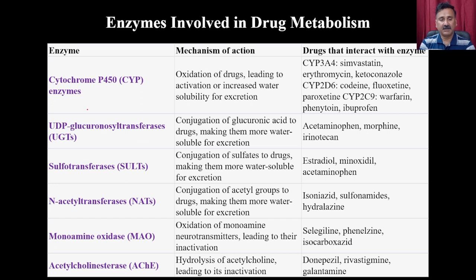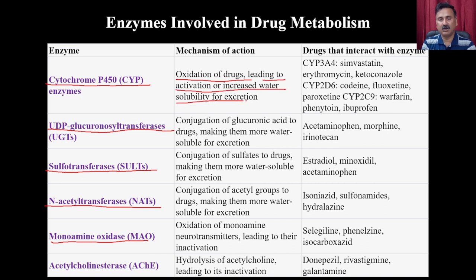These are some of the enzymes involved in drug metabolism, such as cytochrome P450, UDP glucuronosyltransferase, sulfotransferase, N-acetyltransferase, monoamine oxidase, and acetylcholinesterase. Cytochrome P450 oxidizes drugs, leading to activation or increased water solubility for excretion. And these are the drugs available to inhibit the activity of these enzymes. Because when they inhibit, you have a higher level of drug in the blood circulation.